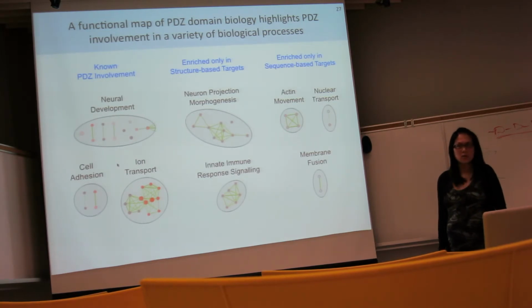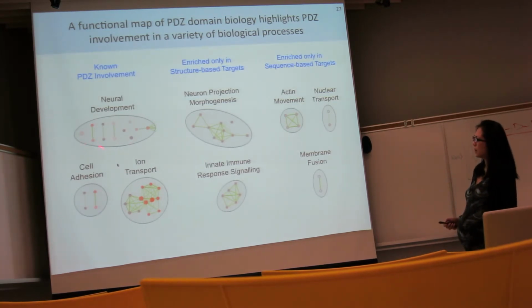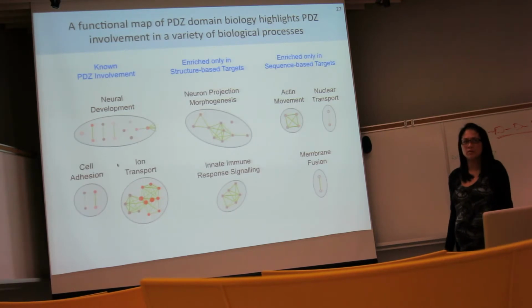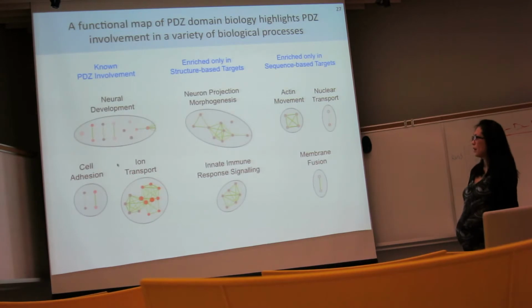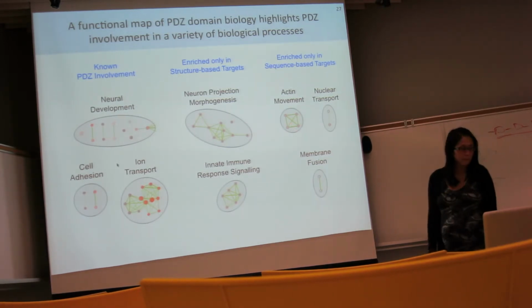So from this map, there are biological functions that are enriched, and we know that they involve PDZ domains. So for instance, neurodevelopment, cell adhesion, ion transport. However, there are examples where there are processes which are enriched only in structure-based targets, such as neuron projection morphogenesis, innate immune response signaling, and also there are functions that are enriched only in sequence-based targets, such as active movement, nuclear transport, and membrane fusion.